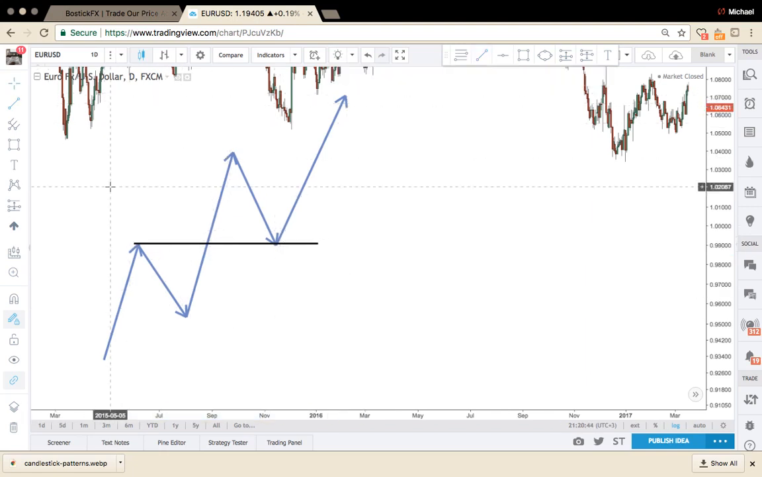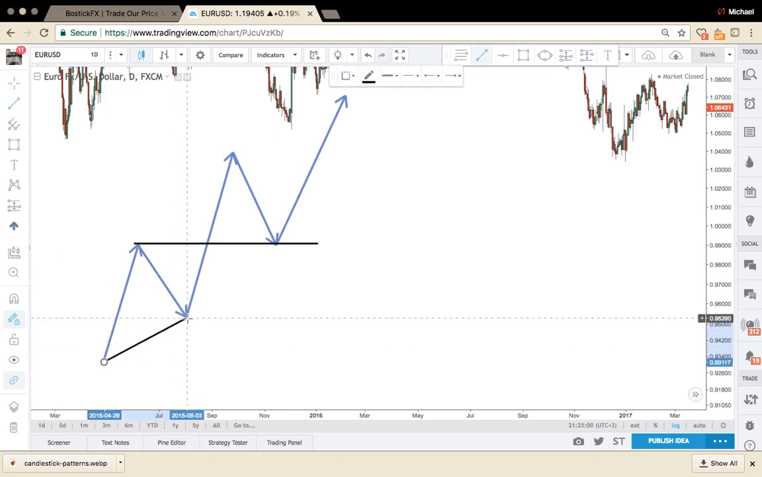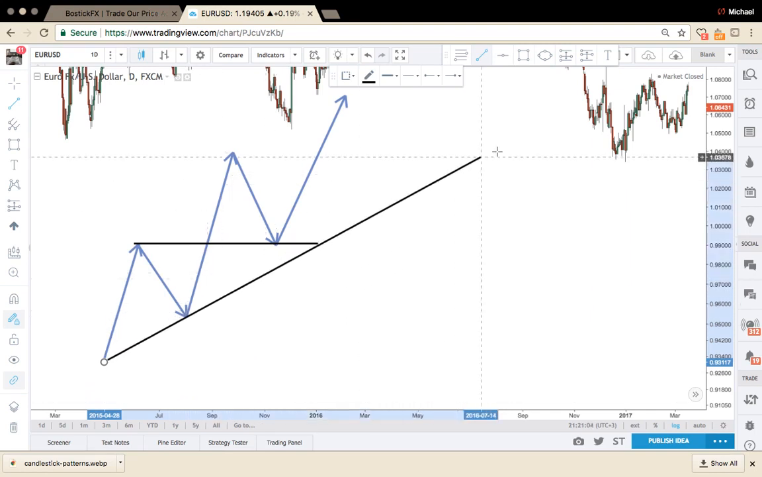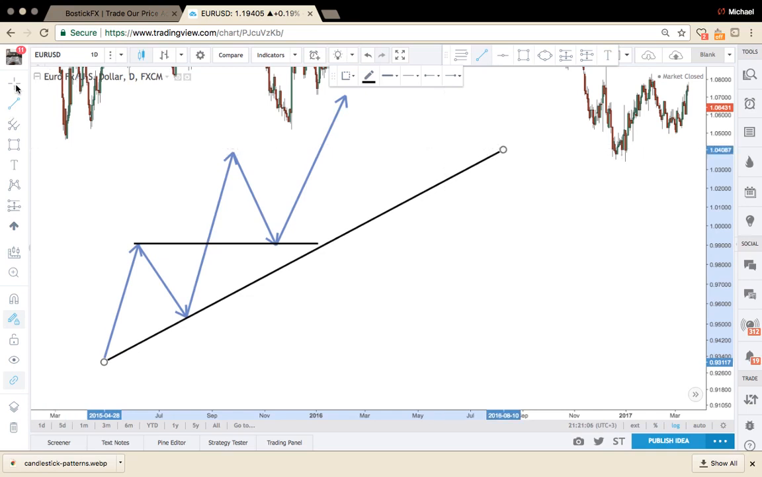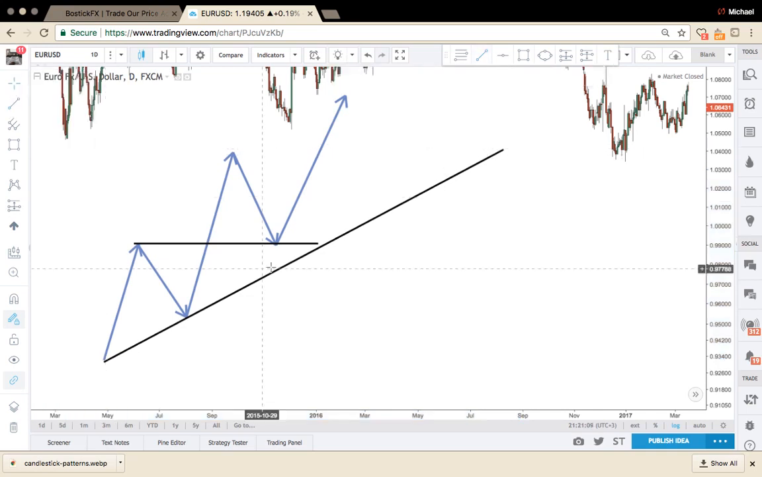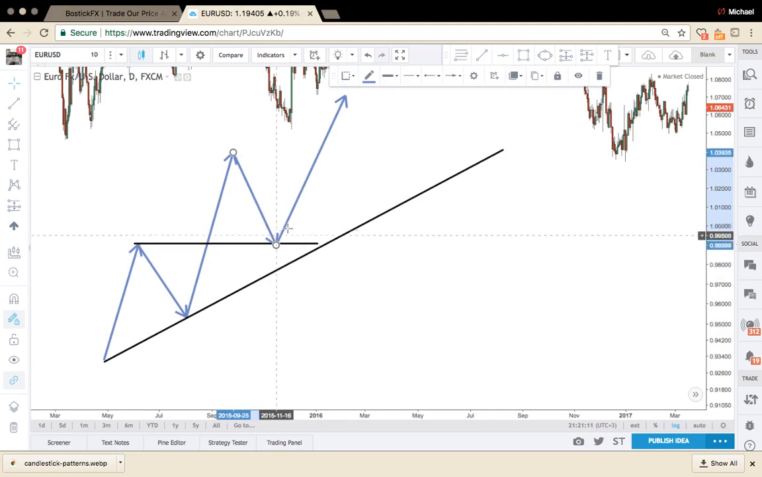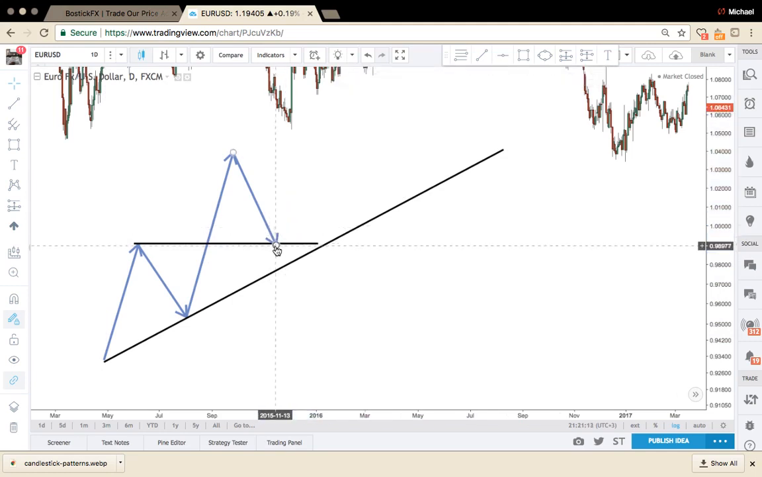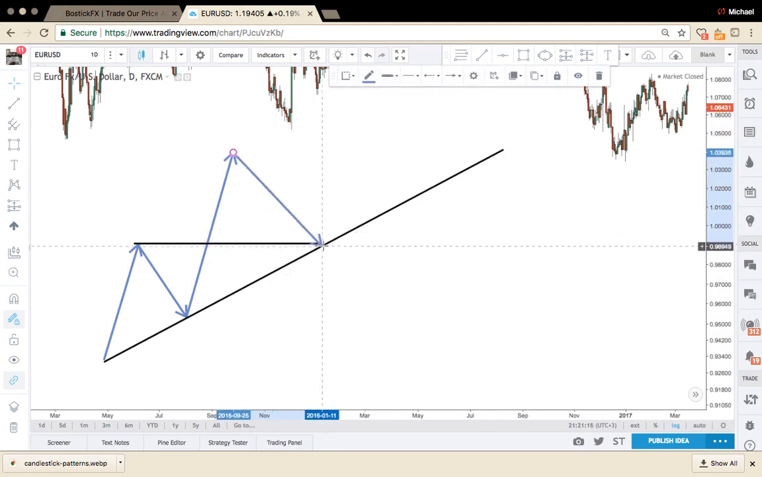But what's even more reliable is when you have something like this where you connect two lows, right? In an uptrend, you connect the lows, and in a downtrend, you connect the highs. What you're doing is you connect two lows, so this low and this low. You connect them, and then you extend that line into the future. And what usually happens, this is just me drawing, so it didn't happen, but what usually happens is price will find support at the third touch of that line.